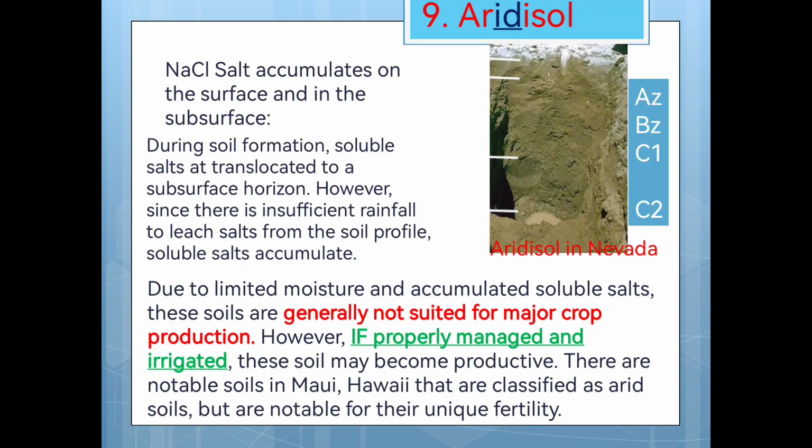the soluble salts accumulate. And due to limited moisture and accumulated soluble salts, these soils are generally not suited for major crop production. Very mataas yung kanyang salts, and this can affect and damage crops. However, if properly managed and irrigated, because you leach down the salts, these soils may become productive. And there are notable soils in Maui in Hawaii that are classified as arid soils, but they are notable for their unique fertility. In Hawaii, they were able to maximize the potential of these aridisols by irrigating those soils and implementing other good management.